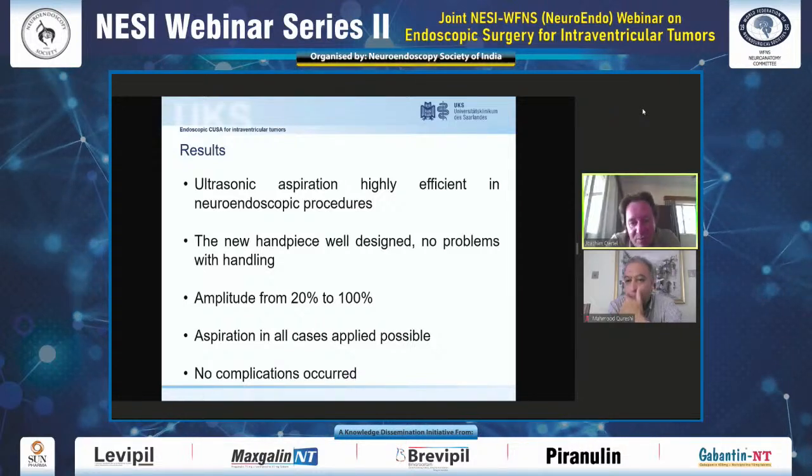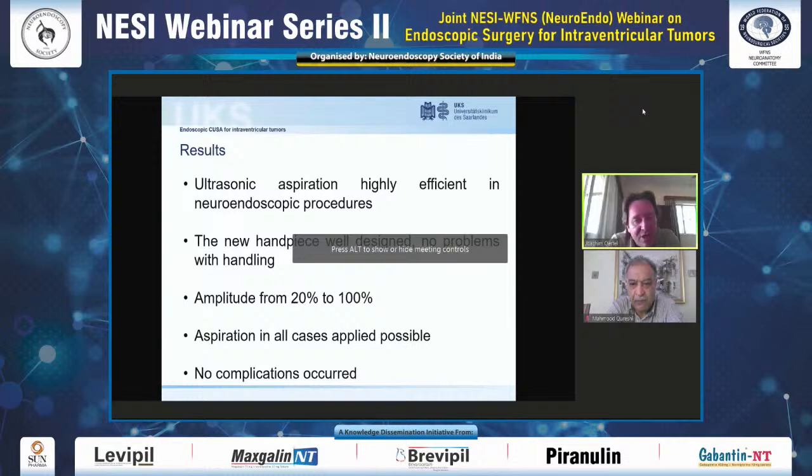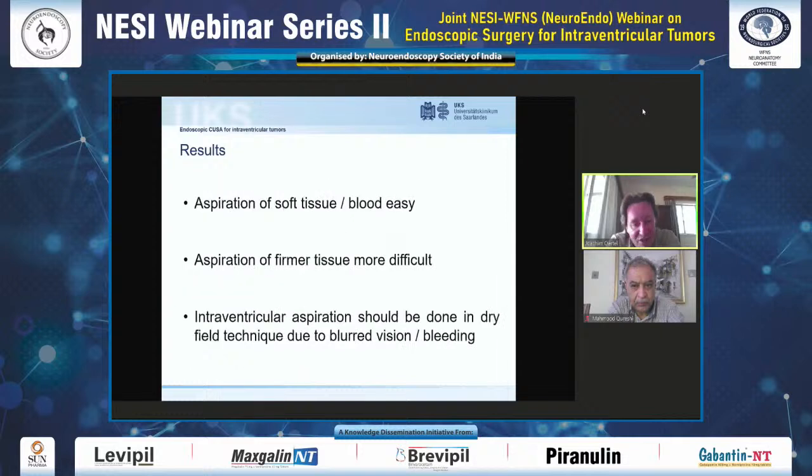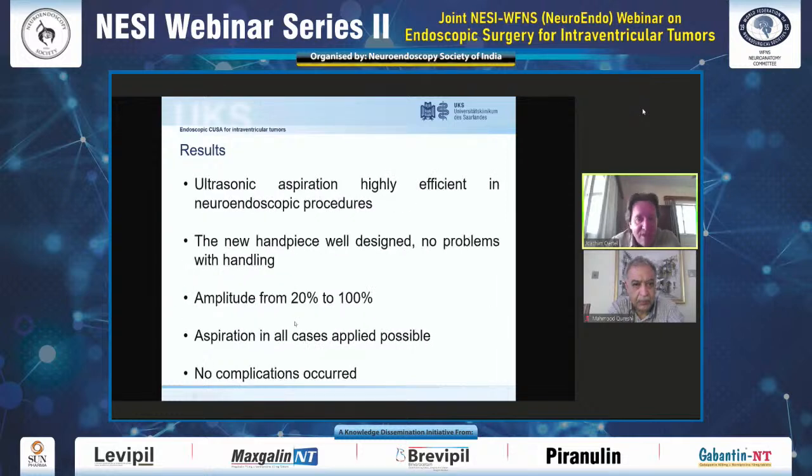So we have 2 handpieces for the endoscopic application. And for the last 2 years, we had no problems. But before, we had a minimum of 8 to 9 different handpieces, which had a malfunction every other case. And the amplitude, let me go back. The amplitude, as I said, is set from 20 to 100%. And aspiration is possible in all cases. So far, no complications have occurred with the CUSA.